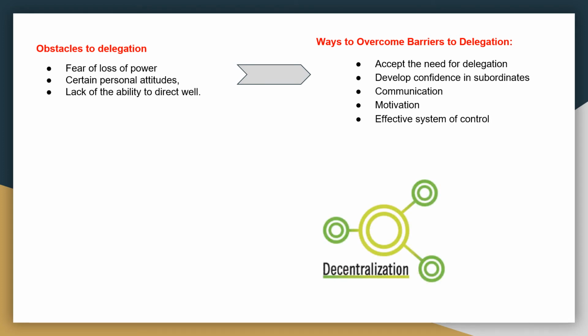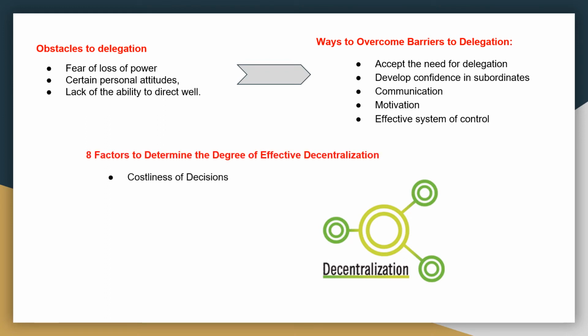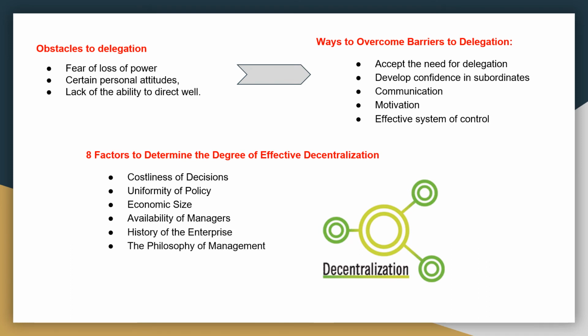There are 8 factors to determine the degree of effective decentralization. The first one is costliness of decision. The second one is uniformity of policy. The third one is economic size. The fourth one is availability of managers. The fifth one is history of the enterprise. The sixth one is the philosophy of management. The seventh one is decentralization of performance, and the last one is environmental influences.